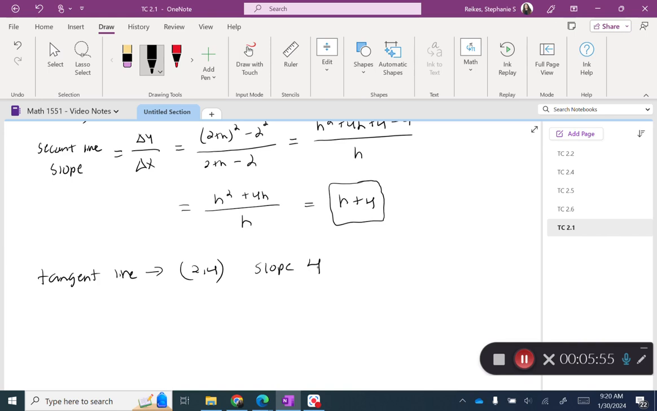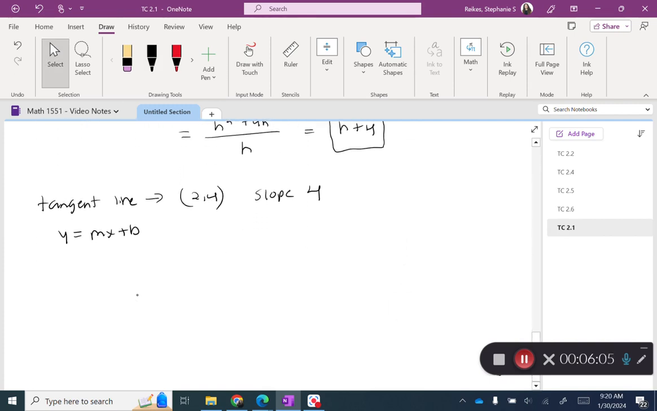And then, of course, to find the equation of that tangent line, think back to algebra, we just need good old y equals mx plus b. We were told our y value is 4, our slope is 4, and our x value is 2. Solving for b, we get b equals -4. And so our final equation of the tangent line will be y equals 4x minus 4.